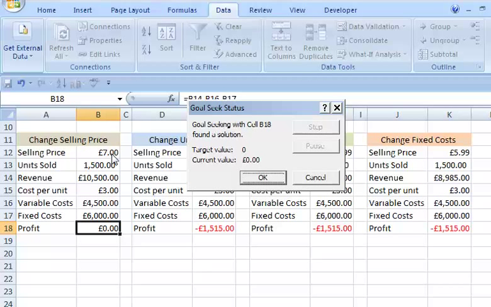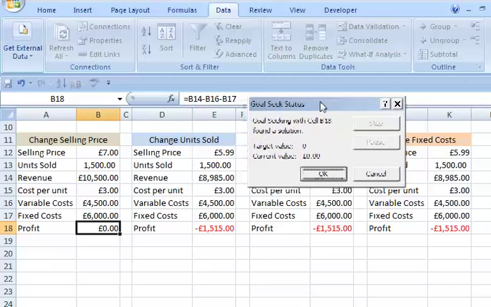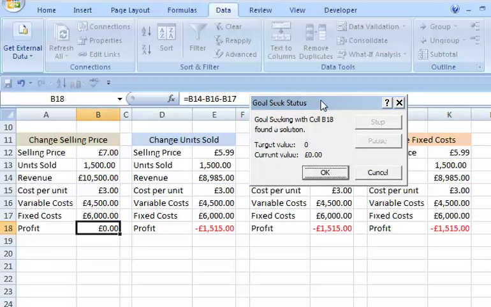So if I increase my selling price to £7 with the same number of units sold, I would generate 0 profit. But that's my break-even point. Anything after that is going to be pure profit. Then I'm going to look at the units sold.